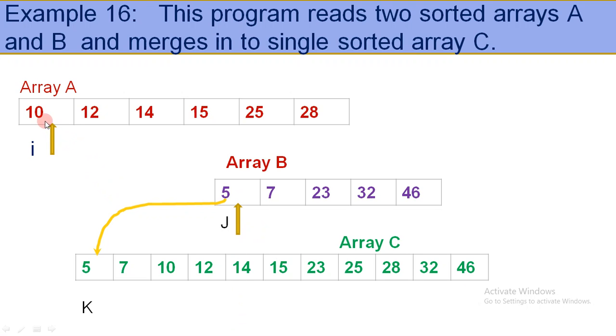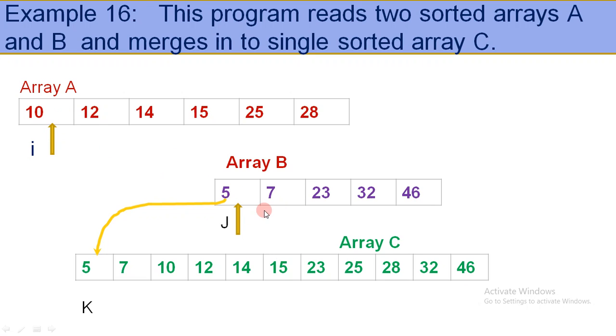Index I will move over array A, and index J will move over array B. Okay, and in array A, element 10 is compared with element 5 from array B. Since 10 is more than 5, 5 will be placed over here. Since the element is plucked from array B, this index has to move further. It has to go to 7 because 5 is no more there in array B.